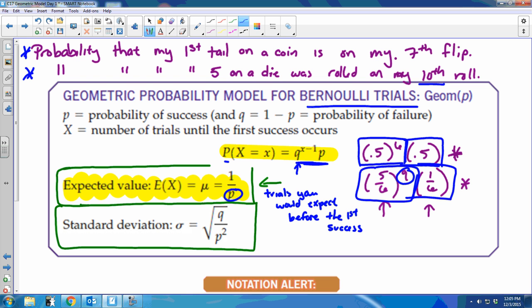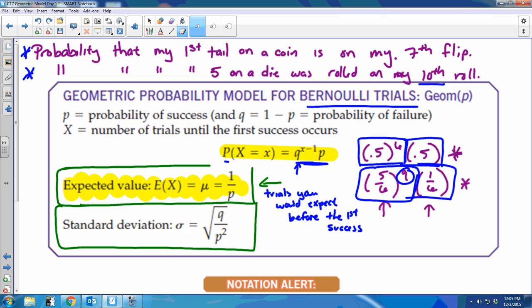Okay? Now, that is not on your AP formula sheet, this formula, 1 over P. But I guarantee that they will ask you about this. If they're doing a geometric question, they're going to ask you about the expected value. So you're going to have to know that. Now, because there's an expected value, there's also a standard deviation. They hardly ever ask you about that with geometric. So you can write it down, and you can use it if they ask you in the homework, but that's probably the only time you're ever going to see it. Okay?